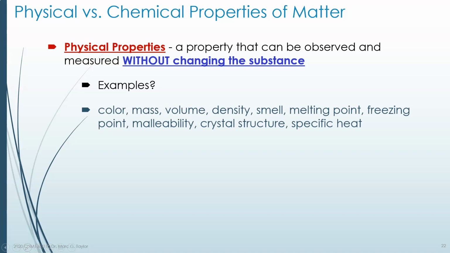You could put it on a balance and measure its mass. You could put it in a container and measure its volume if it was a liquid or using other methods. You can measure its density, and density, we'll learn later, is just mass divided by volume. So you can measure those without changing the chemical. You can smell it. You can melt it and measure the temperature that it melts at. That's the melting point. You could freeze it. You could take the liquid form and turn it into the solid form and measure that temperature.